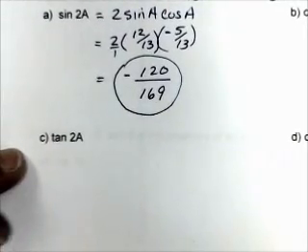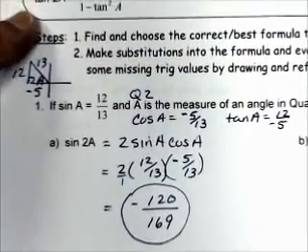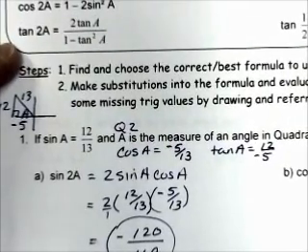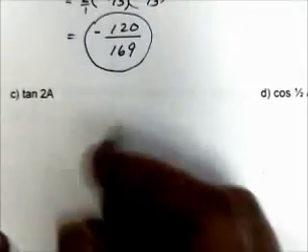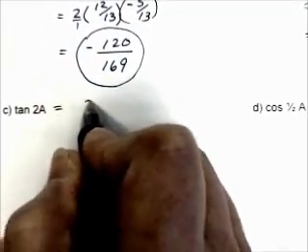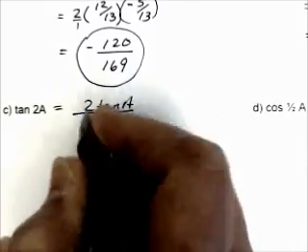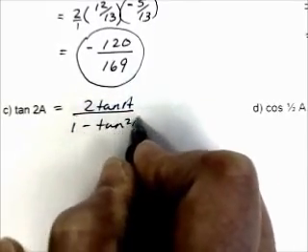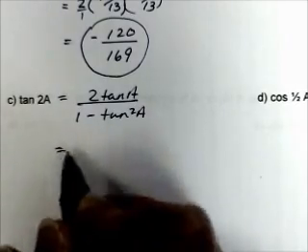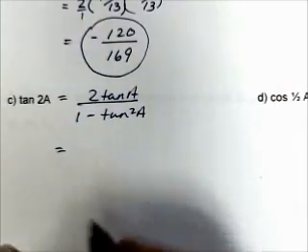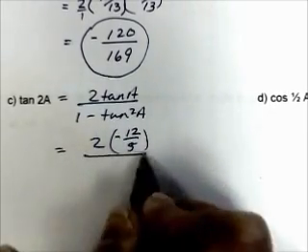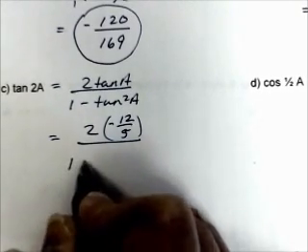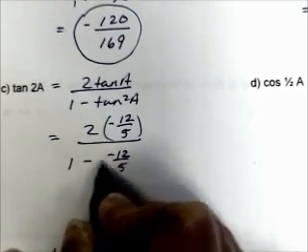Next, for C, we want the tangent of 2A. All right, there's only one formula for that. Tan 2A equals 2 times the tangent of A divided by 1 minus tangent squared A. Okay, so this is equal to 2 tan A divided by 1 minus tangent squared A. And the tangent of A is negative 12 fifths, so this is 2 times negative 12 fifths divided by 1 minus negative 12 fifths squared.